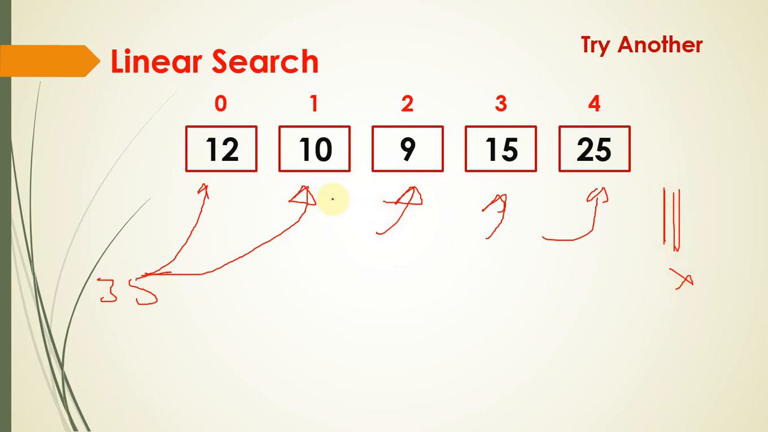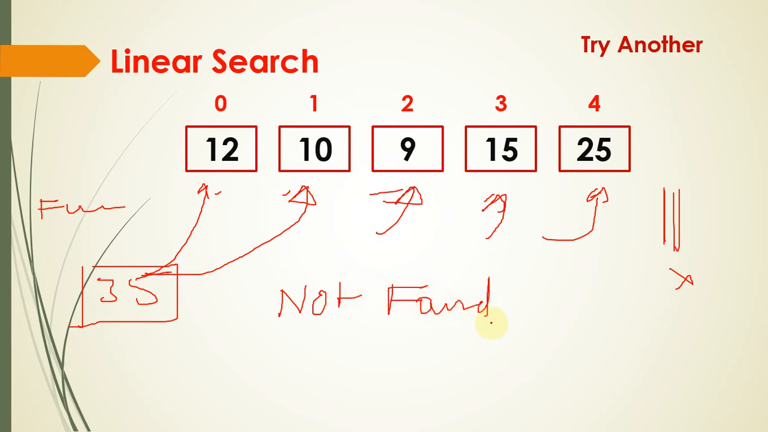The list exhausts. From first to last, the 35, that is the key element, is compared with the first element, second element, third element, fourth one and fifth one. But in any of the comparisons, there is no successful comparison. That means 35 does not exist in this list. So here we can display a message like not found or unsuccessful, because this search item 35 does not exist here in this case.